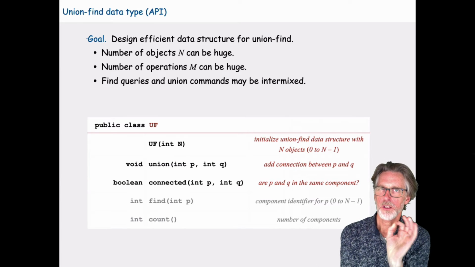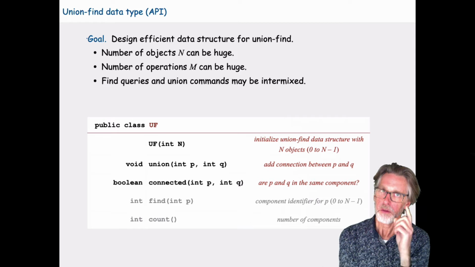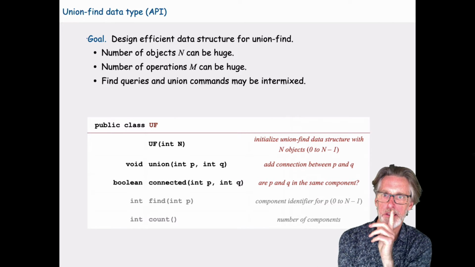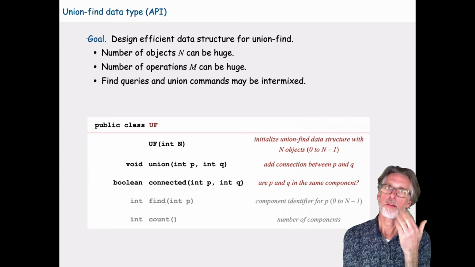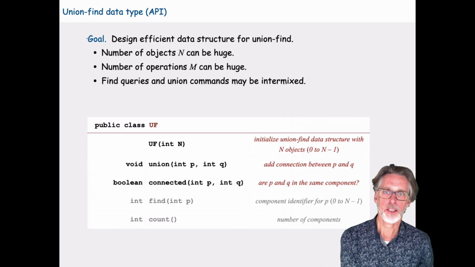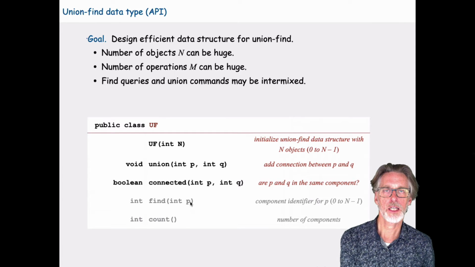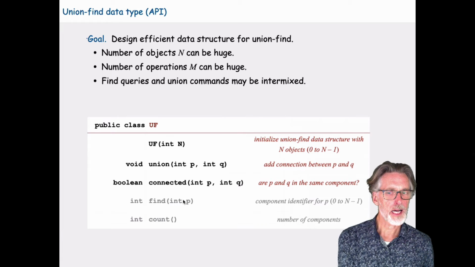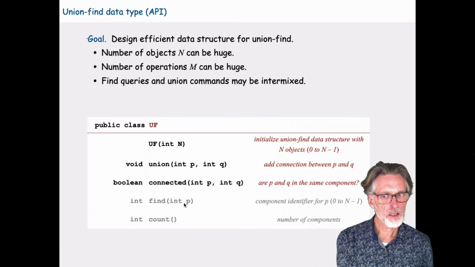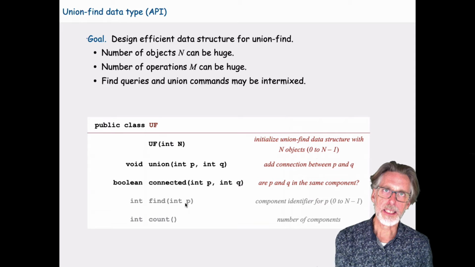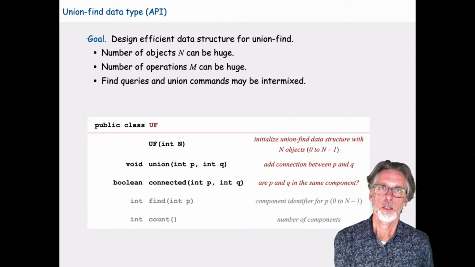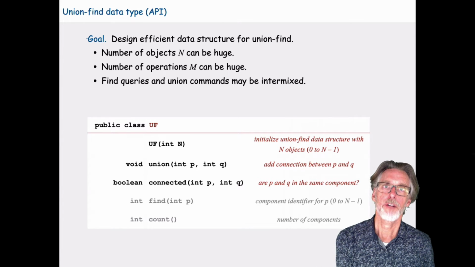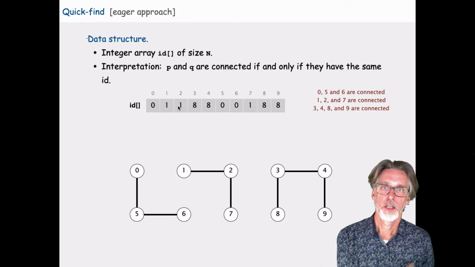You don't have to think too long to figure out a good idea for implementing this data structure. And the key is the thing we were just discussing. It's the fact that find gives a unique ID for each element. So to implement that, we could use an array where we hold the IDs. This is the idea of the quick find algorithm.